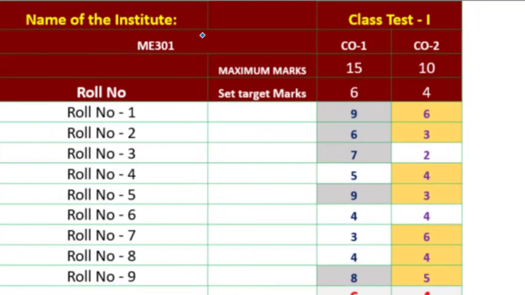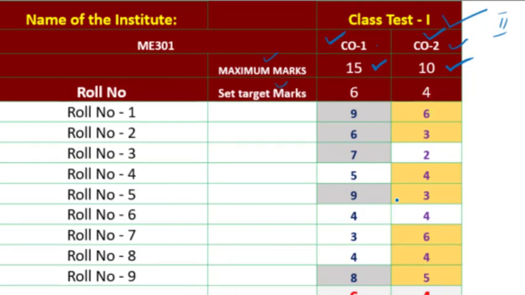Now we will calculate the target level for internal assessment. I am considering class test 1, but this can be done for class test 2, class test 3, home assignment 1, home assignment 2 or everything, and it should target all the COs. In this example, I am taking only CO1 and CO2 of the course. In this class test, CO1 had a maximum 15 marks question, and for CO2 there was a 10 marks question, and the set target marks are 6 and 4.